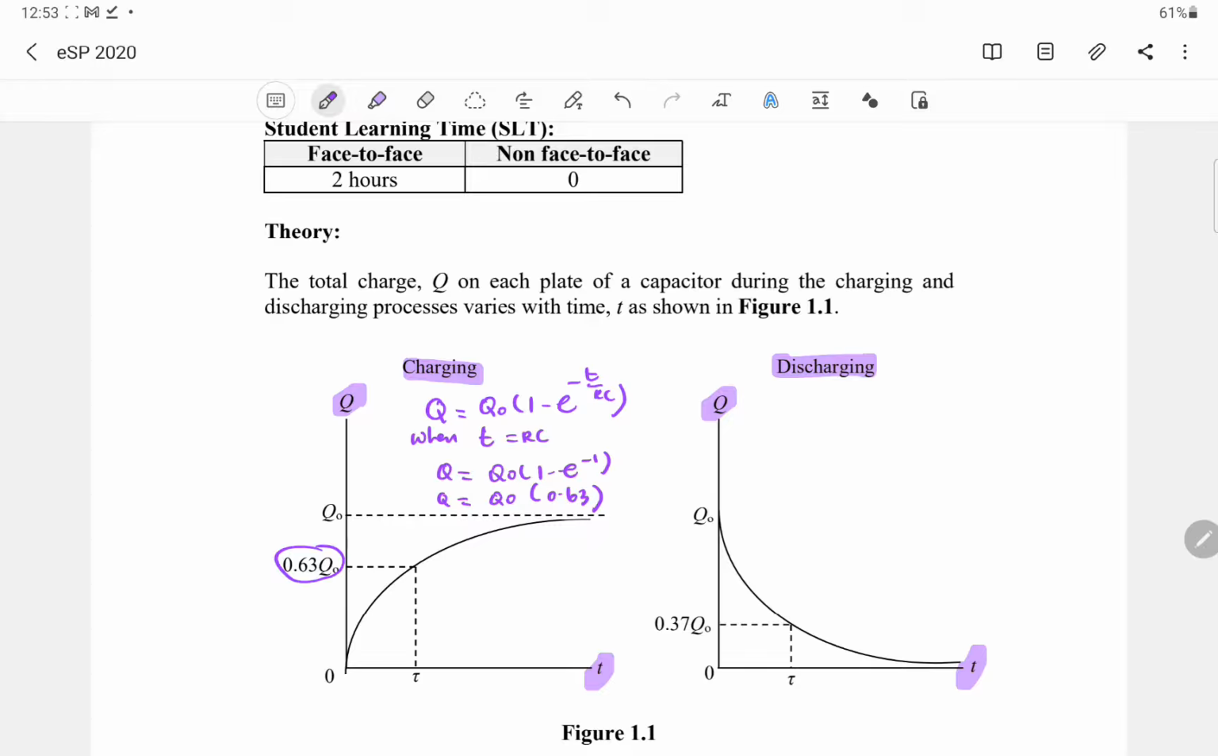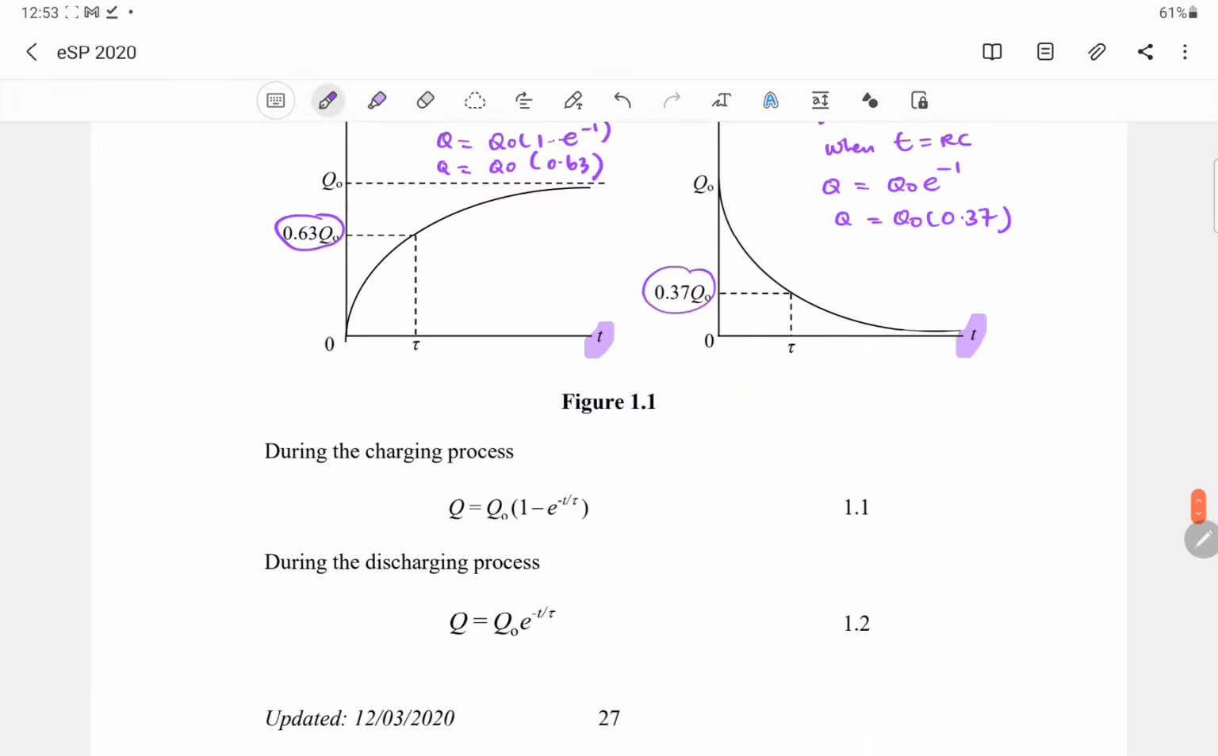For the discharging process, the formula we will use is Q is equal to Q naught exponent negative T over RC. When T is equal to RC, we will have Q equal to Q naught exponent negative 1. Use your calculator, you have 0.37. This is the formula for the charging process and this is the formula for the discharging process.